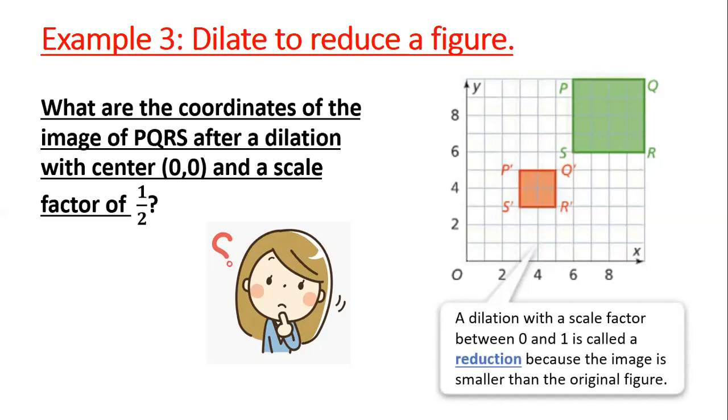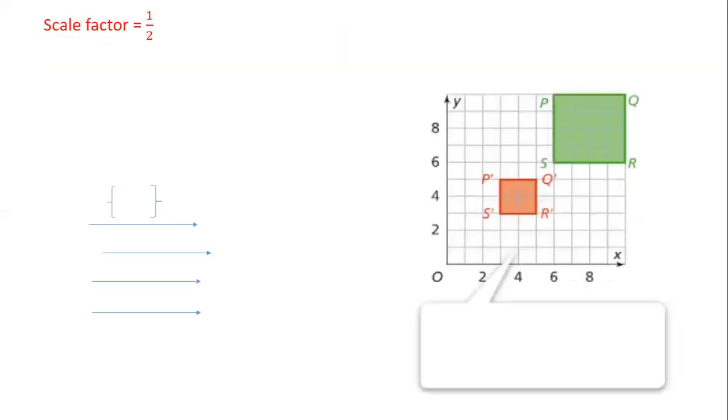Yes. So a dilation with a scale factor between 0 and 1 is called a reduction because the image is smaller than the original image. Clear? Here the scale factor that we have is 1/2. 1/2 is less than 1. So we are going to have an image that is reduced. Let's continue now. We have the square PQRS. We are going to dilate this square.